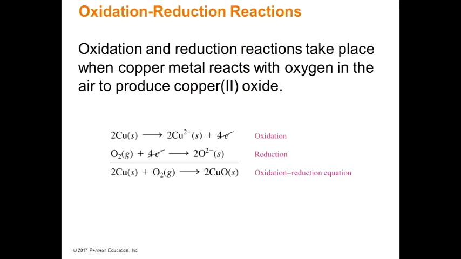So here we show you how to balance these oxidation reactions, and we balance them in this way. Oxidation-reduction reactions take place when copper metal reacts with oxygen in air, and this is an example. We have copper that goes to copper +2, but this balances out with a 2 in front of it. Since it's 2 here, it must be electronically neutral, therefore you need 4 electrons. Does everyone follow that?